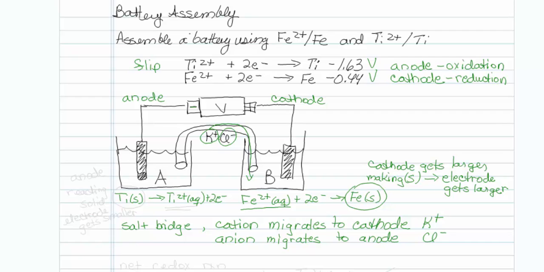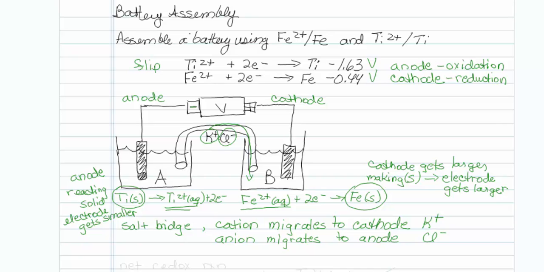This one, you notice I am reacting solid. So, this means my electrode gets smaller. I'm taking my electrode, which was solid, and turning it into aqueous that floats around in solution. So, that's what's happening. My anode in compartment A is getting smaller. The reactions are written underneath each one. I'm sure you can figure that out.